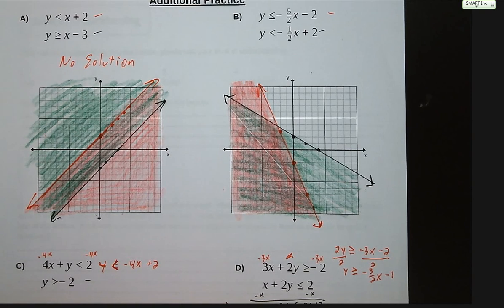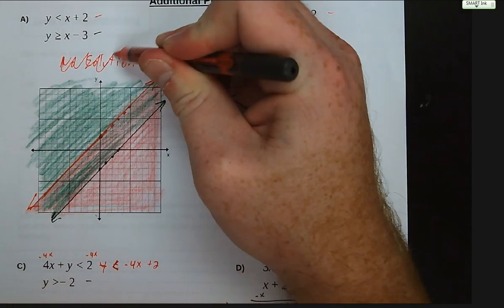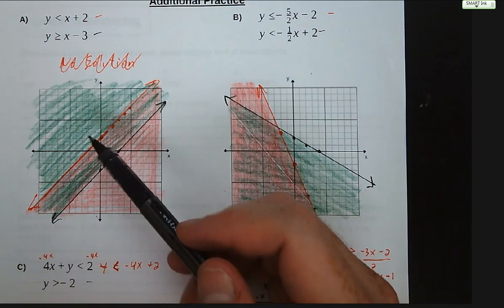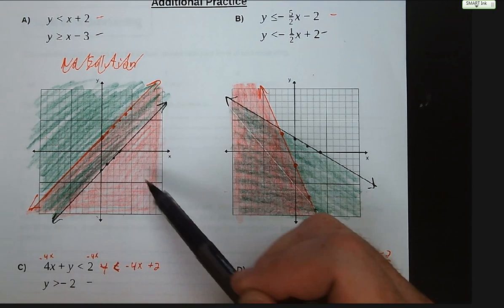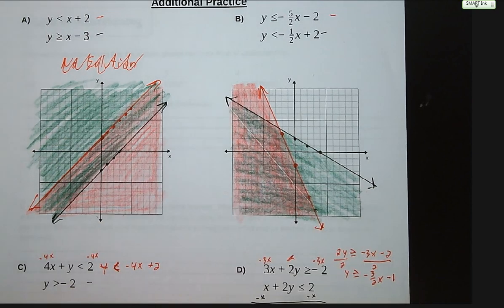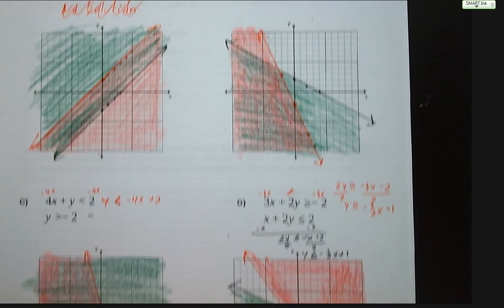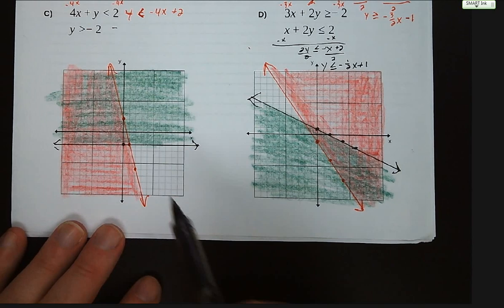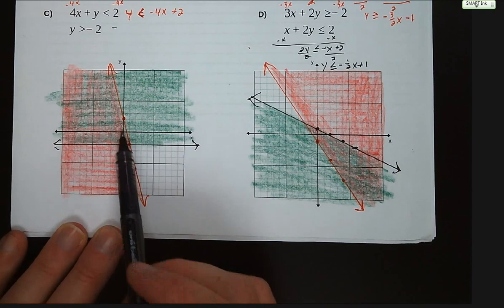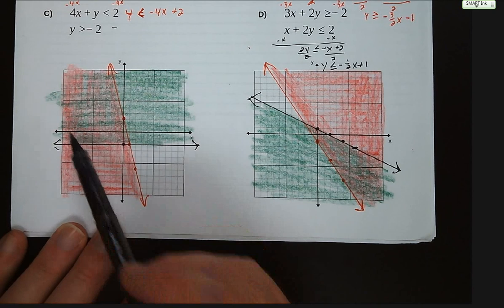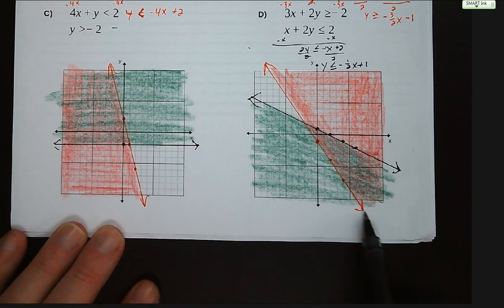Letter A, I wrote no solution, but there is a solution because we clearly have a section that's overlapping. The red line is shaded below, the black line is shaded above. Letter B, we have a region right here that is being overlapped. Letter C, it's going to be this region over here that has our overlap. And letter D, it'll be this region down in the bottom right quadrant and a little bit into the others.